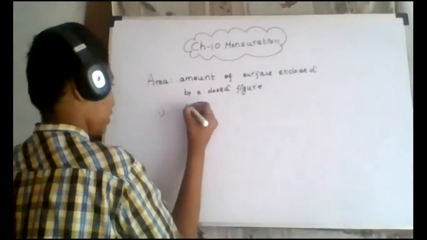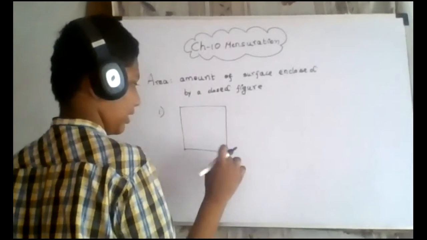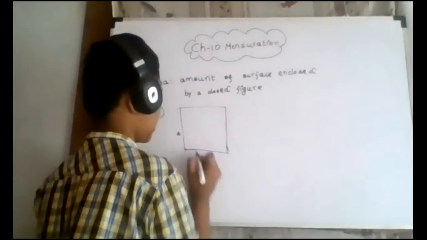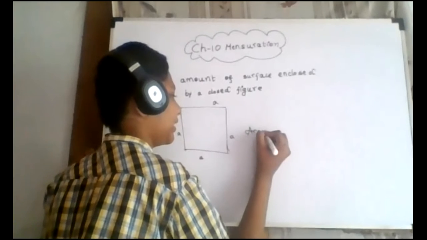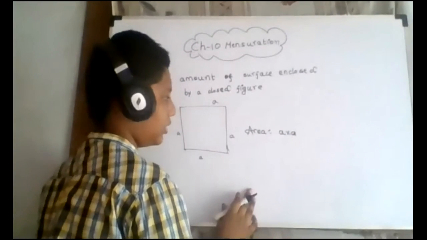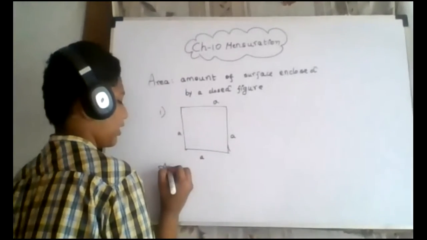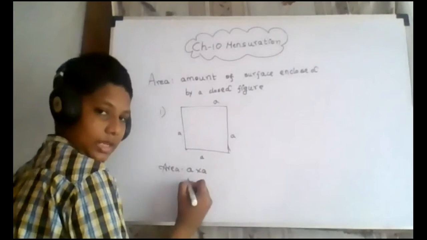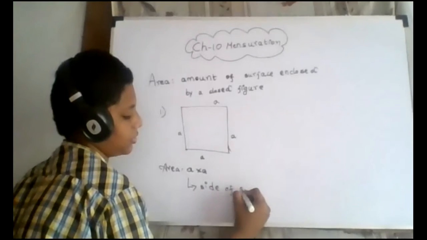The first shape we have to learn is the square. We know that in a square all sides are equal. The area of a square is A into A. That is the formula. Let me write it. Area of square is A into A, where A represents the side of the square.